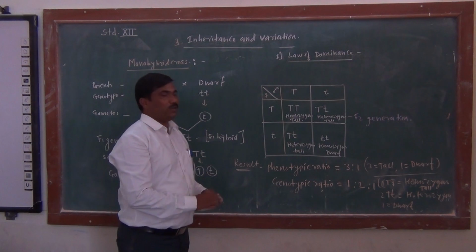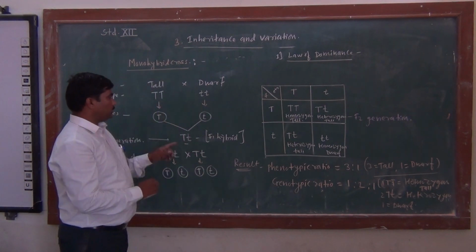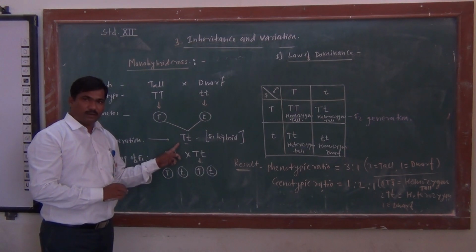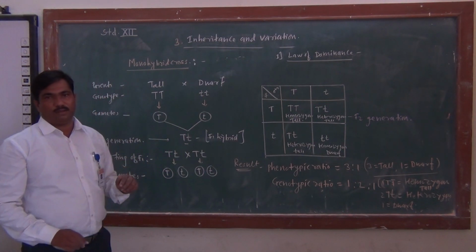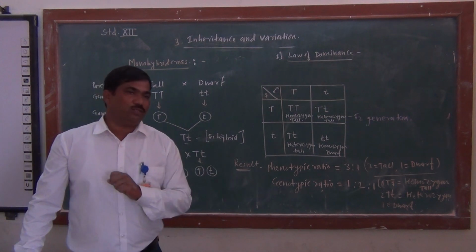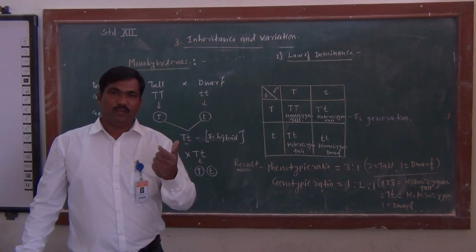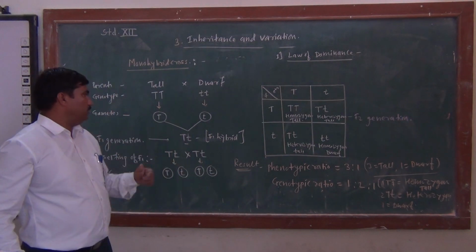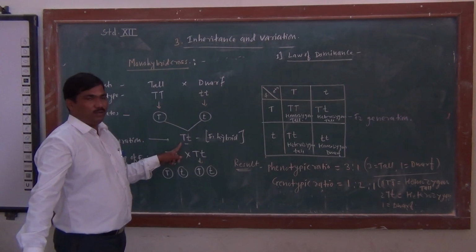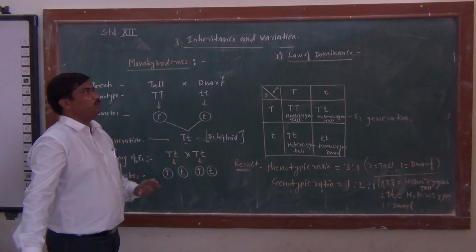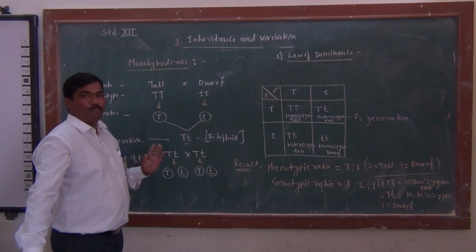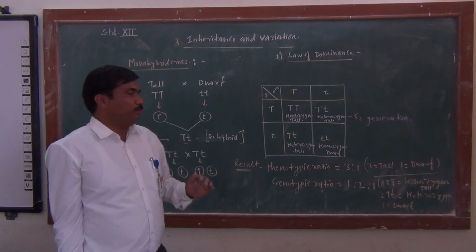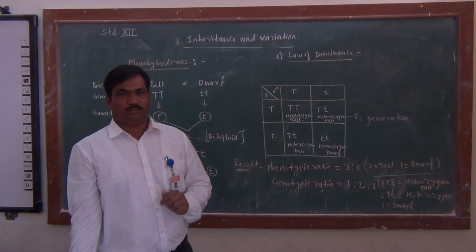So the law of dominance states that the characters appearing in the F1 generation are the dominant characters, and those not appearing in F1 are the recessive characters. Or, even in the heterozygous condition, the allele that is expressed is the dominant allele. So this is the law of dominance, the first law of Mendel, and it is explained with the help of a monohybrid cross.